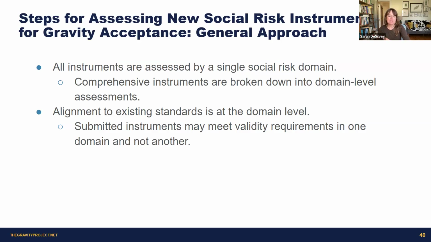So any submitted instrument might meet validity requirements in one domain and not another. And we were just talking about this, right? So you might be spot on for homelessness, but off track for inadequate housing. We do that with any comprehensive instrument, and that is the assessment we give back. And again, thank you to NCQA for clarifying that. Next slide.